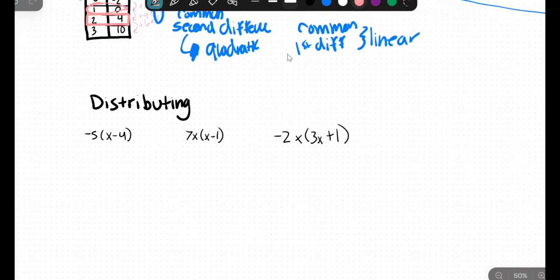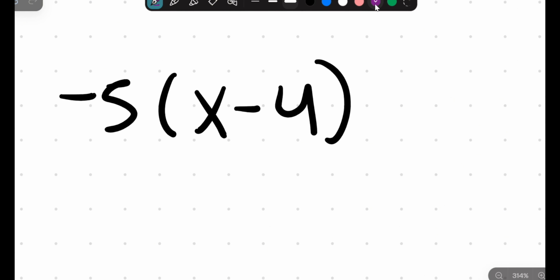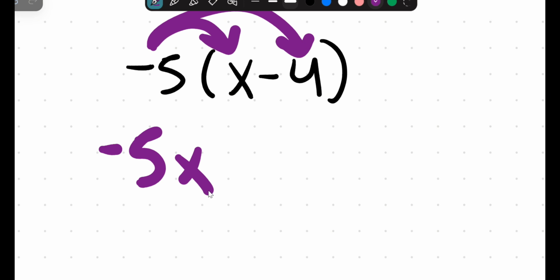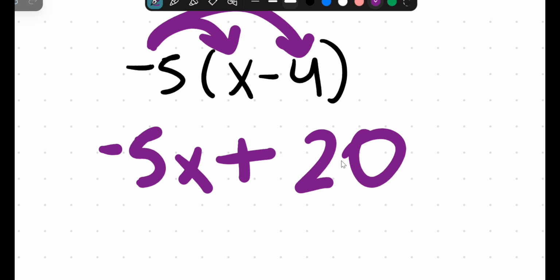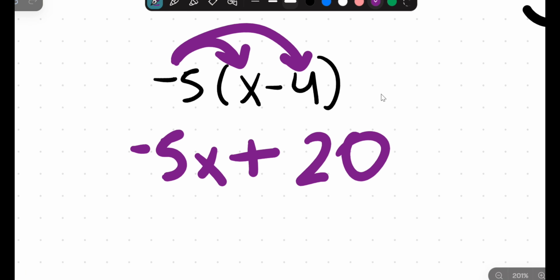Okay, now that we're done with that, we're gonna go on to distributing. So we're gonna be reviewing some distributing. So here we have an equation, negative 5 times x minus 4. So what we're gonna do first is distribute this negative 5 to everything. So negative 5 to x becomes negative 5x. Negative 5 to negative 4. A negative times a negative is a positive, so that becomes plus, wait, let me do the 5, 10, 15, 20. Okay, plus 20. Yes. And that's it. That's literally it. We distributed it as much as we could.